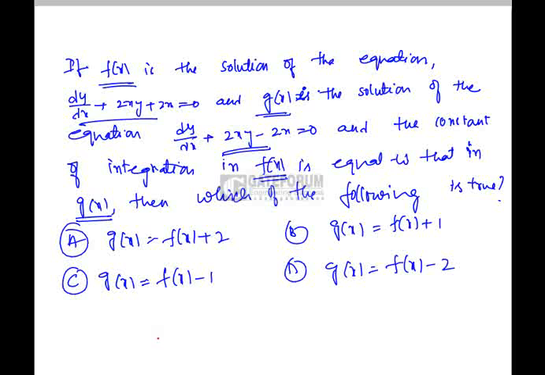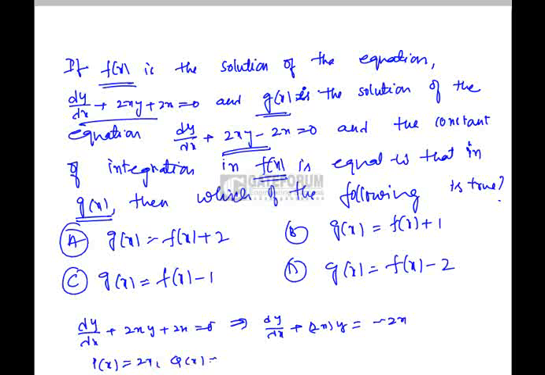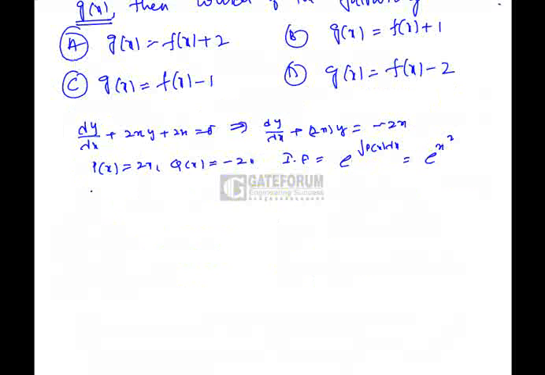Now the given differential equation is dy by dx plus 2xy plus 2x equals 0. This can be written as dy by dx plus 2x into y equals minus 2x. So we can say that it is clearly in the form of a first order linear differential equation, where p of x is 2x and q of x is minus 2x. Now the integrating factor is e power integral p of x dx, which is e power x square.